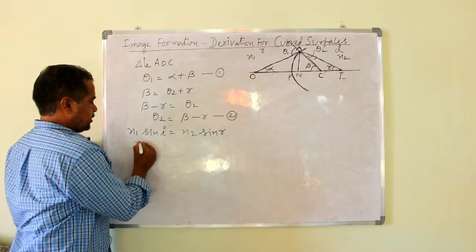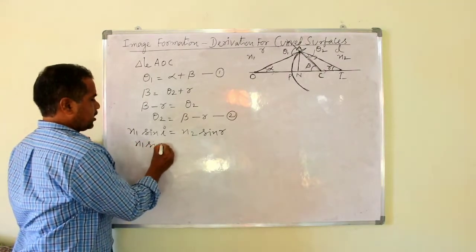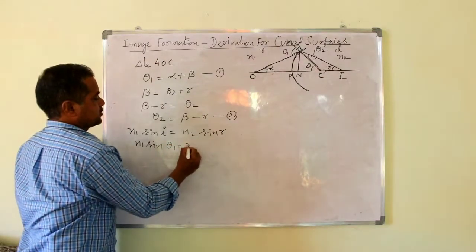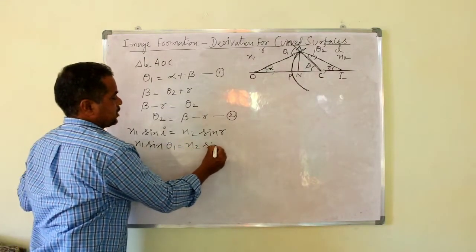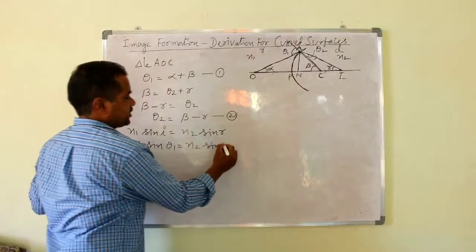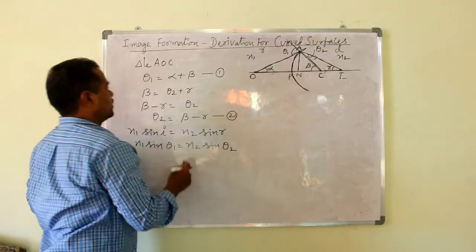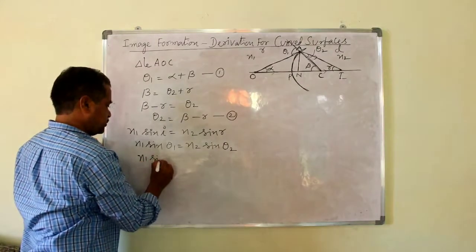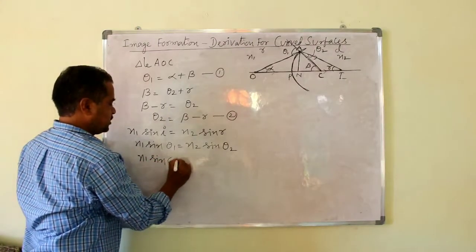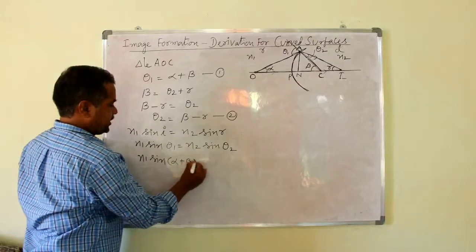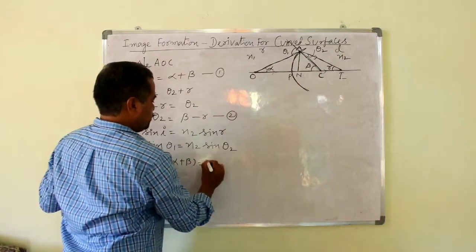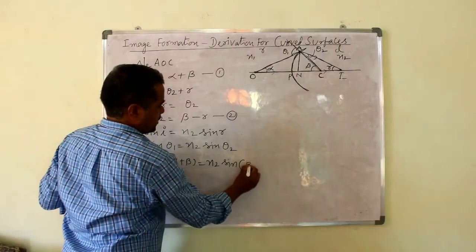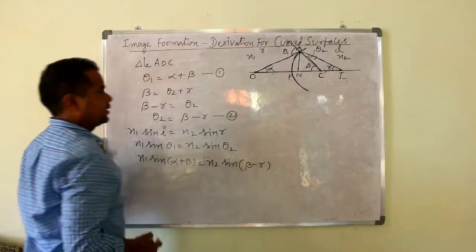So we apply Snell's law for this angle of incidence and angle of refraction. N1 sin i, here theta1, is equal to N2 sin r, where the angle of refraction in this context is theta2. We have already found theta1 and theta2, so N1 sin(alpha plus beta) is equal to N2 sin(beta minus gamma).